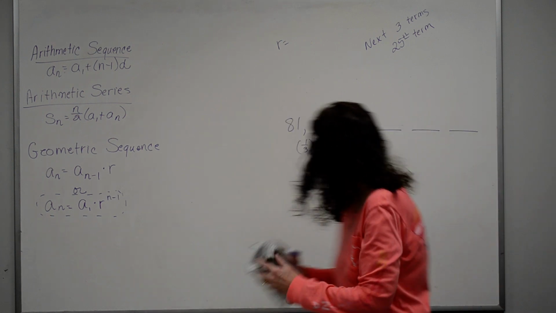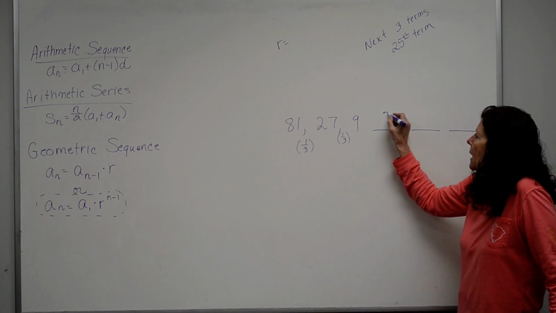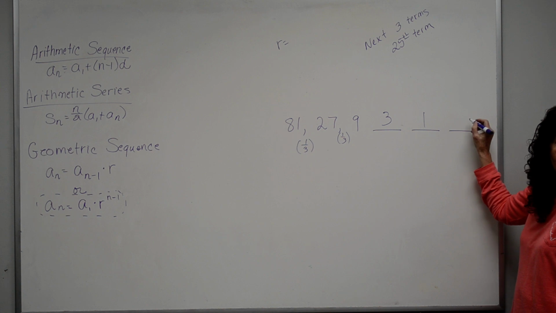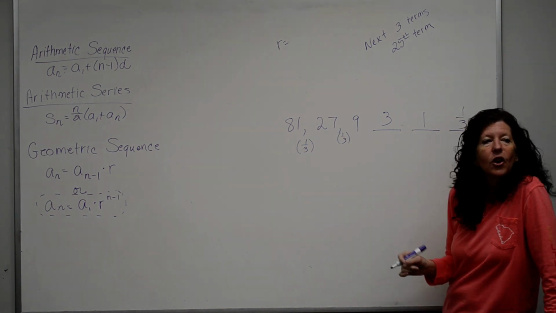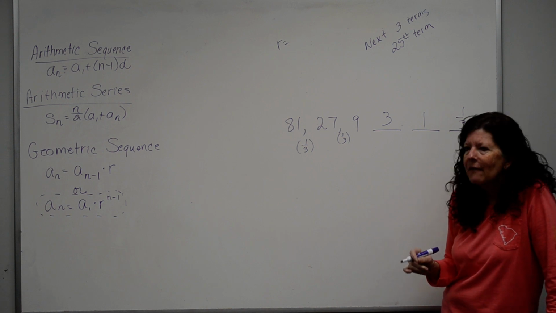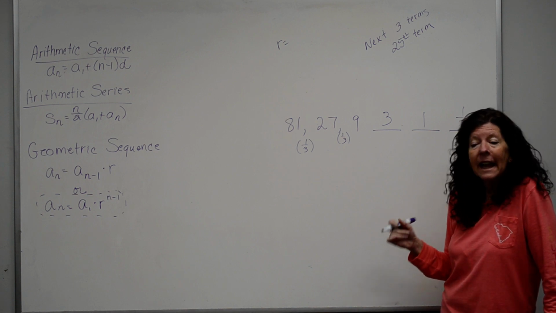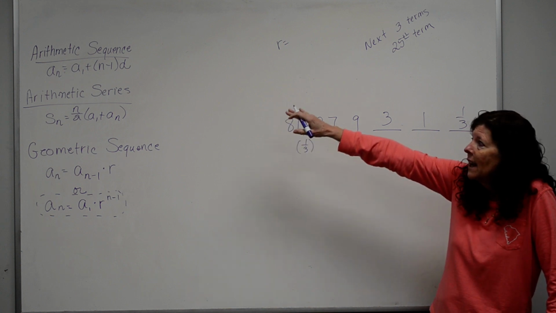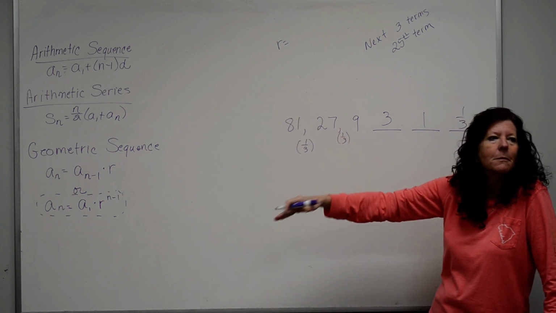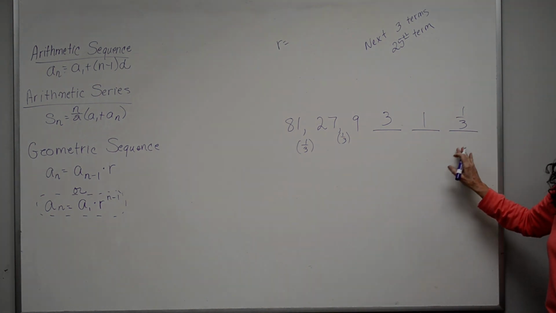Okay, looking at this, what are the next 3 terms? 3, 1, and 1/3. Am I ever going to get to a negative number? No. Never. Not on this one. And that's the case with a lot of the geometric sequences. You're not going to find that on the arithmetic because many times you're adding a negative number and you're going down into the negatives. But on a lot of the geometric ones, you're never going to get past 0.